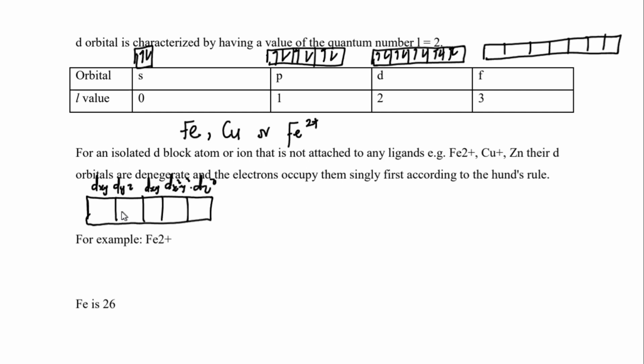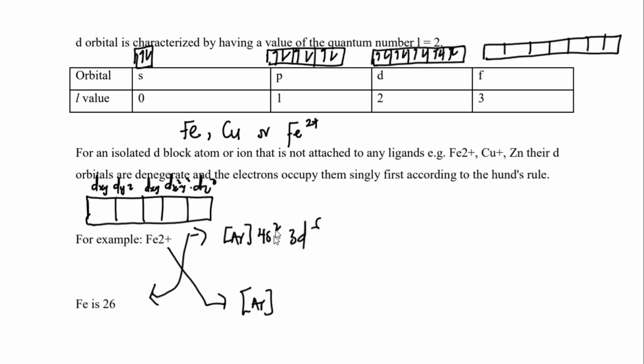Electrons occupy them singly first before you start to pair up. For example, we have Fe2 plus. Iron is 26, right? And the configuration is Ar 4s2 3d6. But when you lose 2 electrons, the 2 electrons are lost from the 4s, not from the 3d. So it becomes 4s0 and then 3d6, right? So the configuration therefore is going to be 1, 2, 3, 4, 5, and 6. So this is it, right?